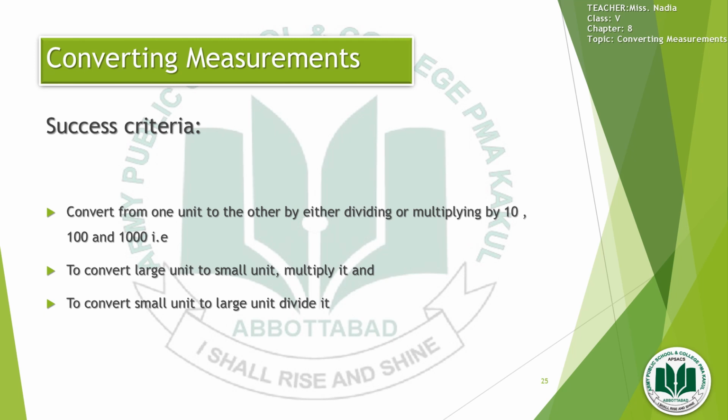The success criteria for doing the assignment of week 8 is to multiply by 10, 100 or 1000 to convert large unit to small unit, and divide by 10, 100 or 1000 to convert small unit to large unit.